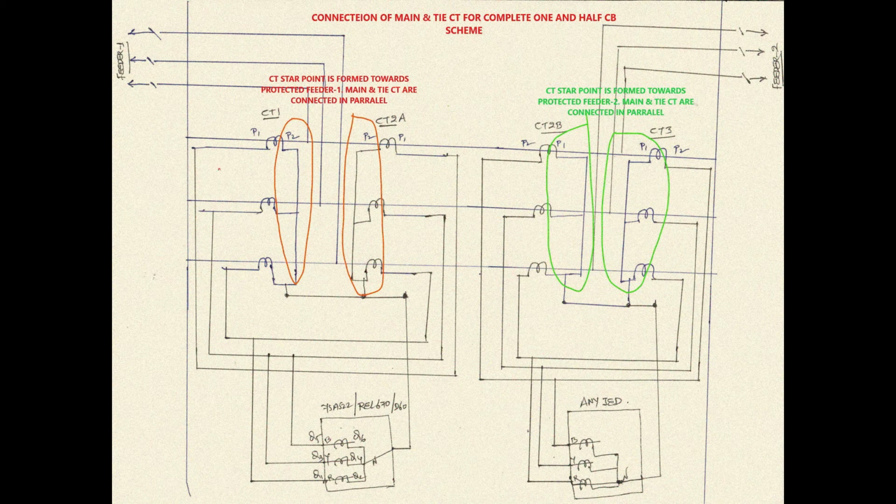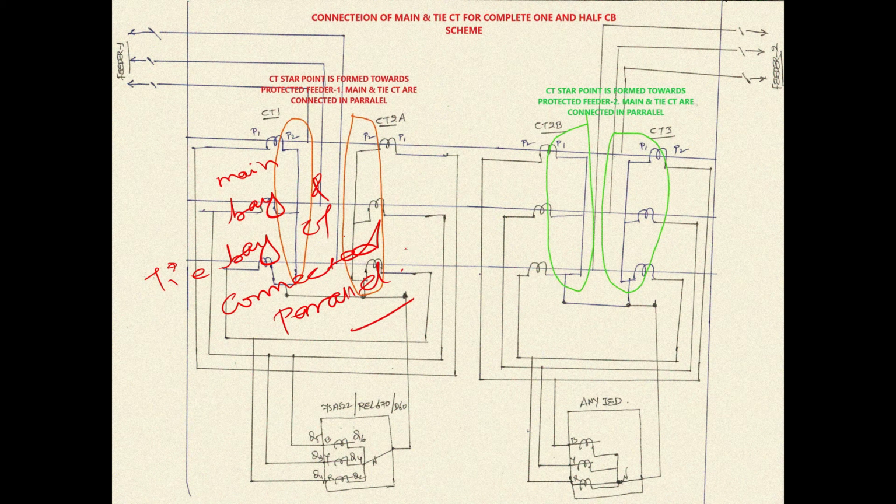Basically, the main bay CT and tie bay CT are always connected in parallel. We will see in our next slides, if these are connected in parallel, what this connection means: is this an additive polarity or a subtractive polarity? So that we will see in the next slide. And once you see the actual current distribution, then you will be in a better position to understand these concepts.